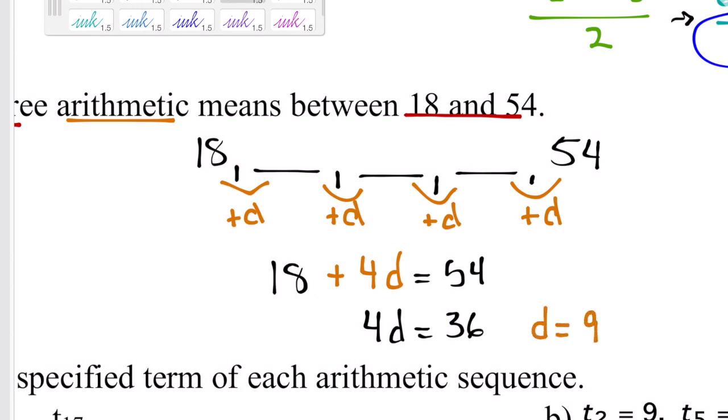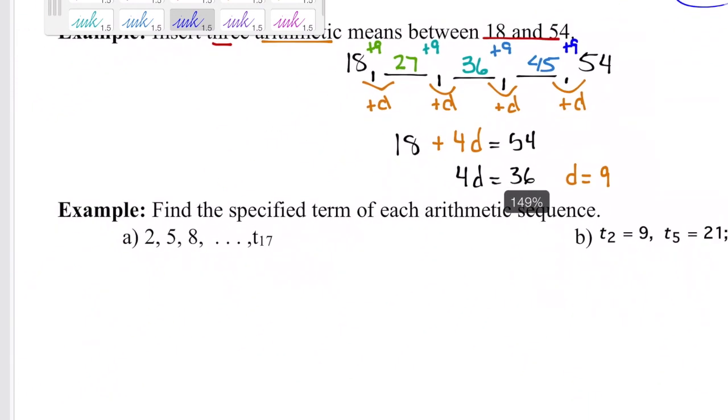So that means I'm adding 9 every single time to get from one to the next. It'll be easier if I do it this way. Add 9 here, I'll end up with 27. Add 9 again, I get that 36 that I would have gotten in the middle. And then add 9 again, I would end up with 45. Adding 9 one more time, I should get the 54. So that's a way to check yourself that you did it correctly. And then we're done with that.